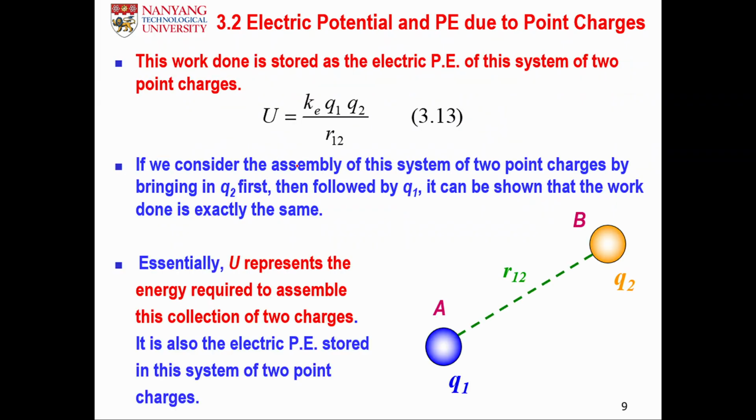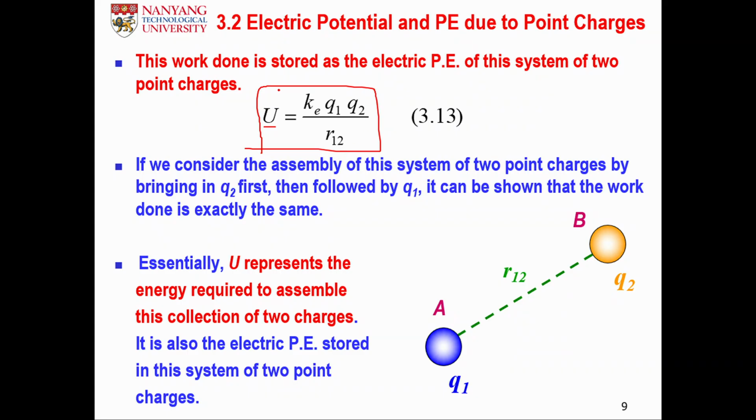Similarly, if we want to find the potential energy for point charges, this is the formula. So basically this gives you the potential energy U due to two point charges Q1 and Q2 with a distance of R12.